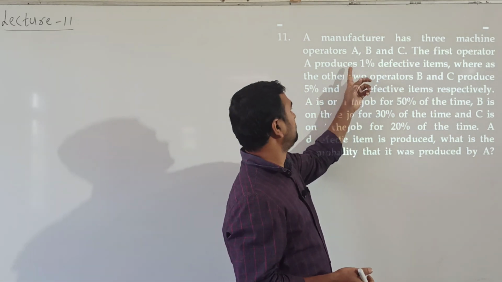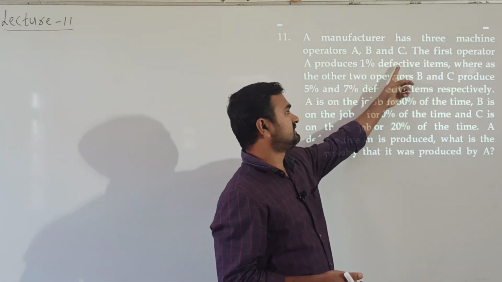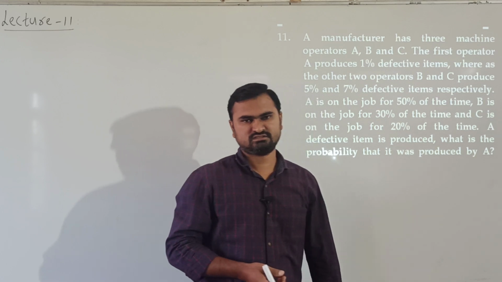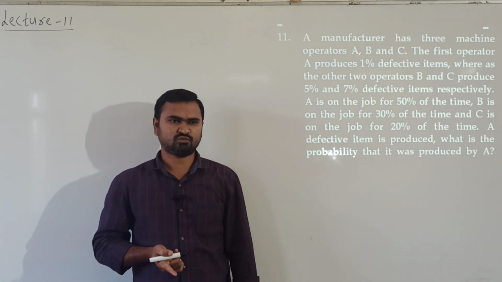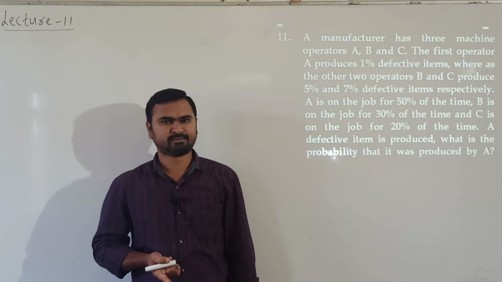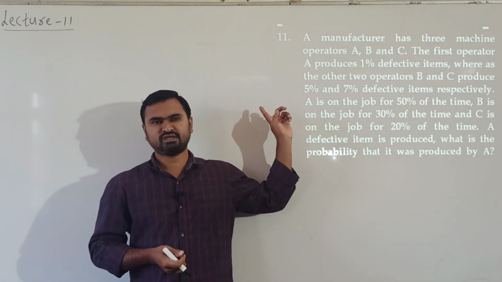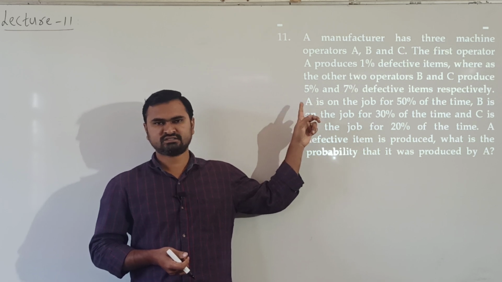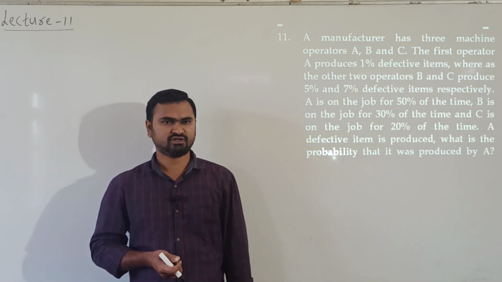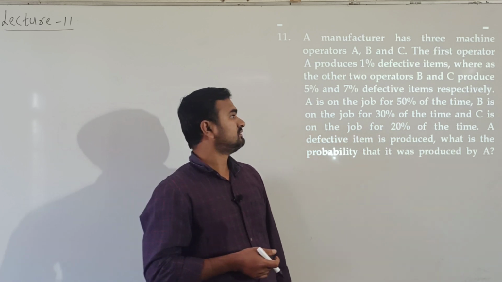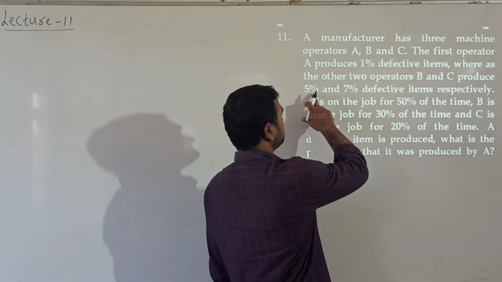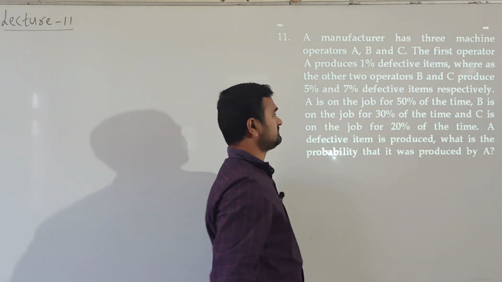Now A produces 1% of defective items. Means what is the probability that A will produce defective items? 1% means 1 in 100. So the probability of A producing the defective item is 1 by 100. So 1% is nothing but 1 in 100 cases. Whereas B and C produce 5% and 7% of defective items.